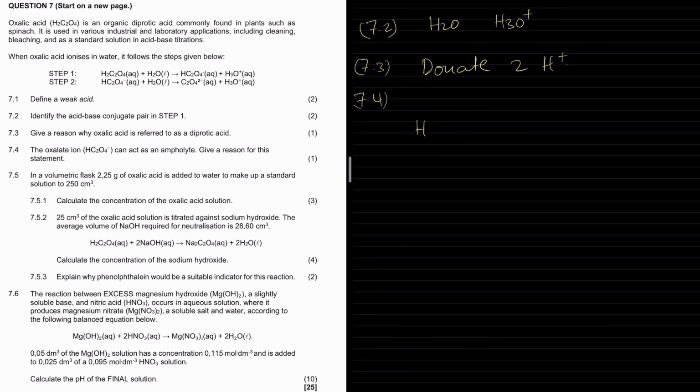So this HC2O4 minus, this oxalate ion, an ampholyte is something that can act as an acid and a base. An acid is a proton donor, so it can act as an acid and donate the proton. It can form C2O4 2 minus, like it's showing in step 2. Or it can act as a base, and it can accept a proton. If it accepts a proton, it's going to form H2C2O4, like what we are seeing in basically the reverse of step 1.